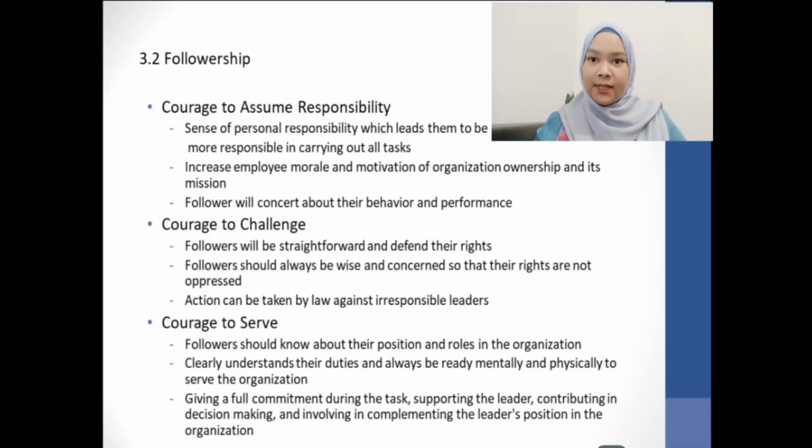Last but not least is the courage to serve. The followers should know their positions and roles in the organizations, clearly understand their duties and always be ready mentally and physically to serve the organizations. The followers can develop the strength of the leaders and organizations by giving full commitment during the task.